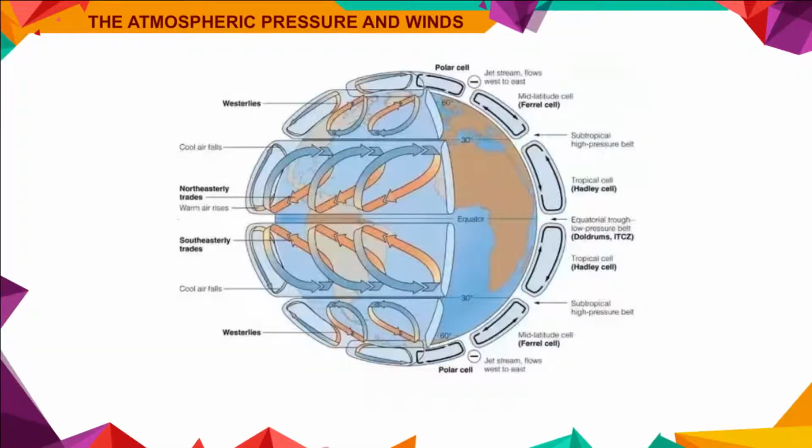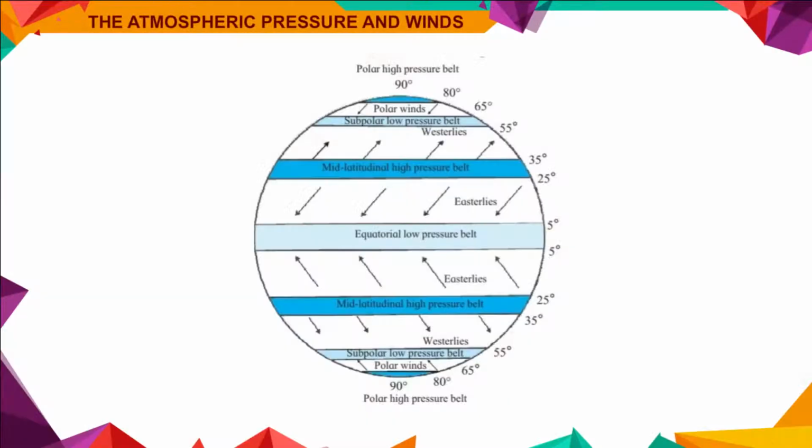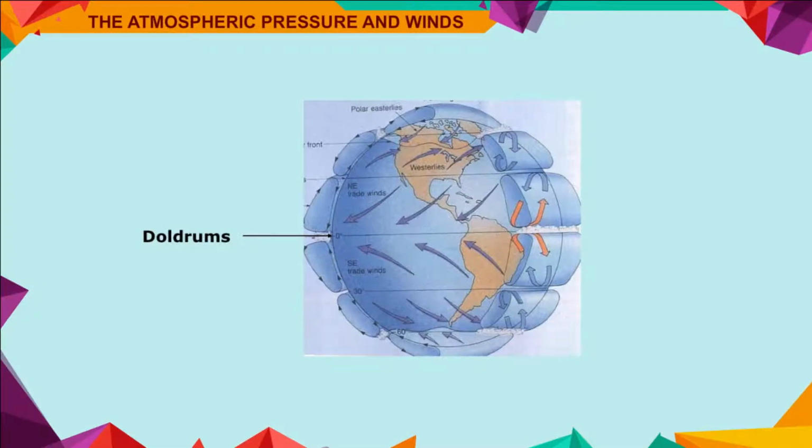Pressure belts. The variations in pressure show a pattern of major pressure belts. Equatorial low pressure belt. Equatorial area is a region of high temperature. The atmosphere heats up in this region, expands, and becomes lighter. Hence, the air starts rising up, creating a low pressure belt in this region. This belt is called doldrums or the region of calm condition. There is a complete absence of surface winds.